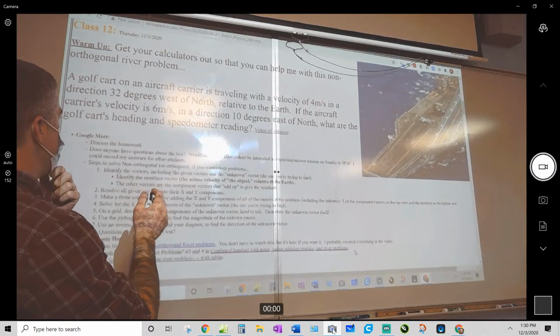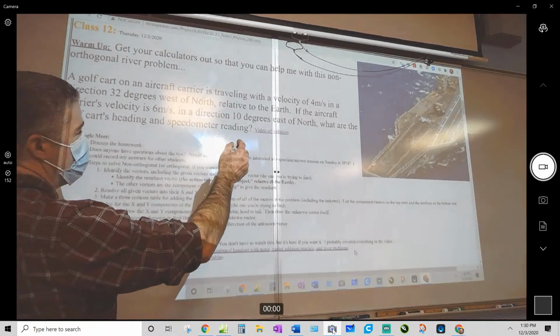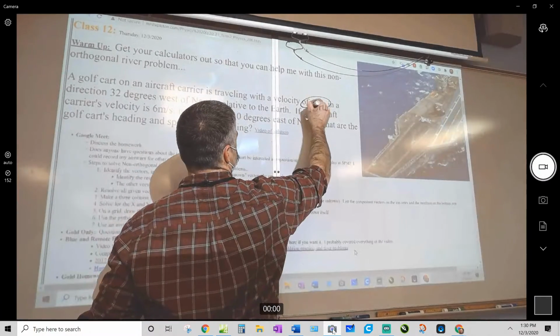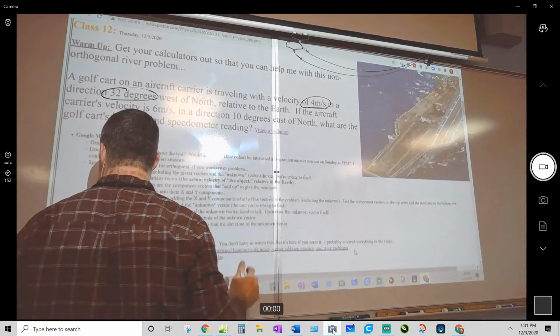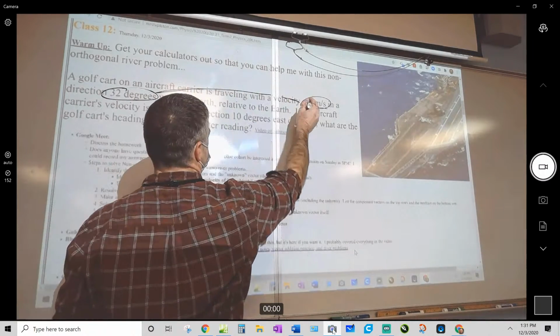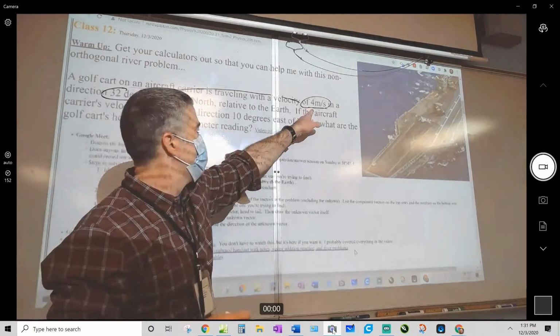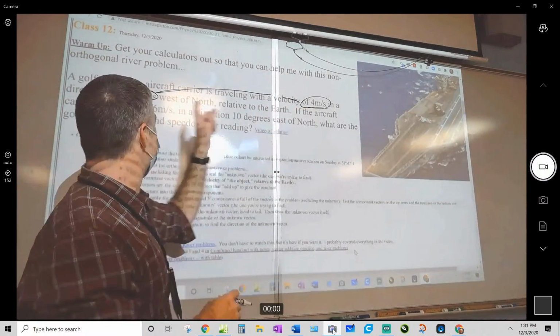So I'll find the three vectors. There's this 4 meters per second in a direction 32 degrees west of north. So just for now, I'm just going to connect it. This is one of the vectors. This is the direction, and this is the magnitude. No, sorry. This is the magnitude. This is the direction.